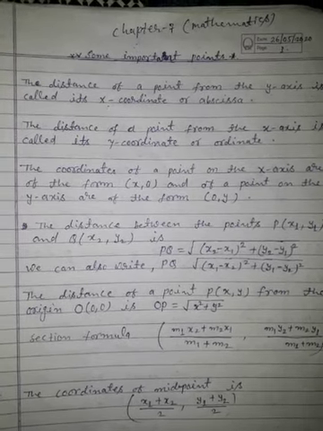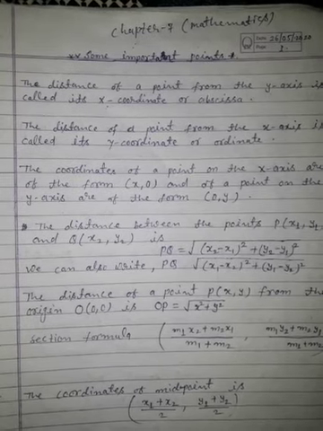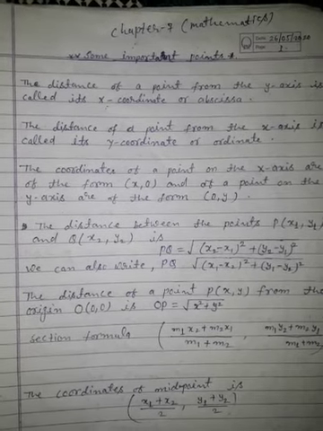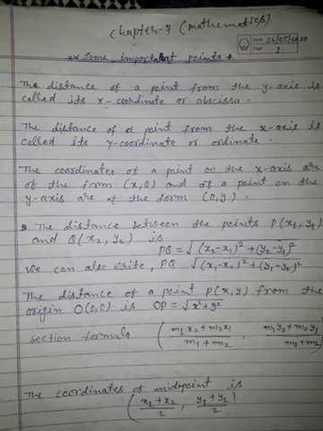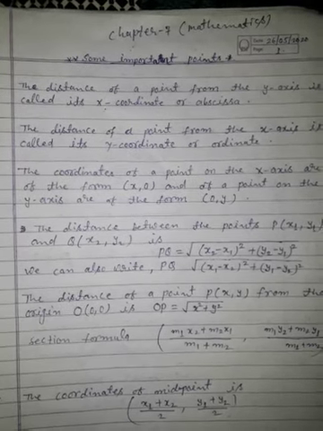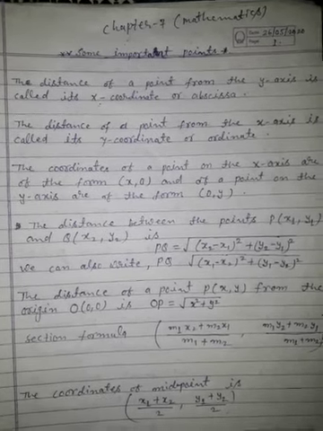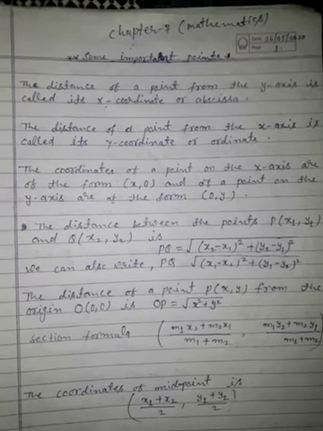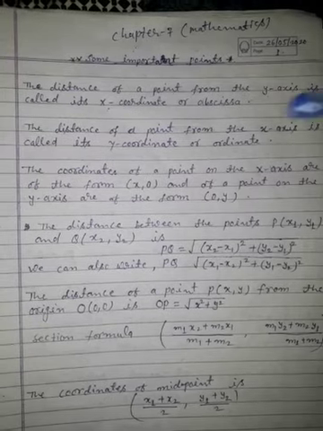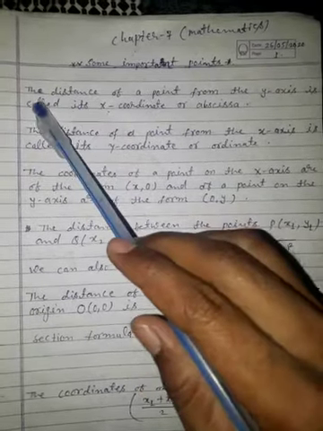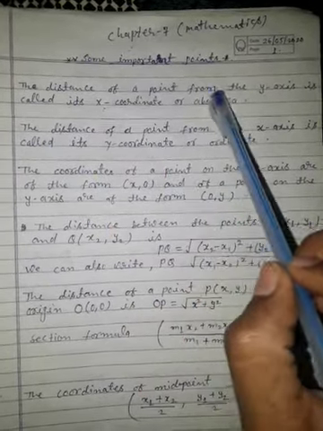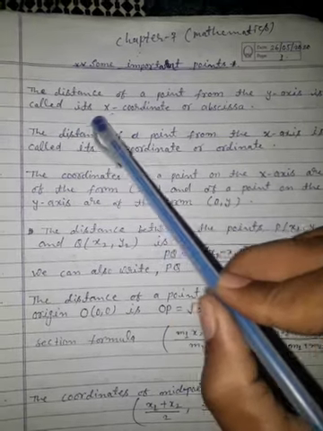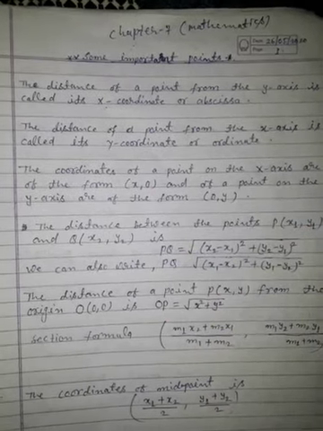Some important points or facts. These important points are very important. All objective type questions of this chapter in 10th class are based on these facts. So, the first fact is: the distance of a point from the y axis is called its x coordinate or abscissa.